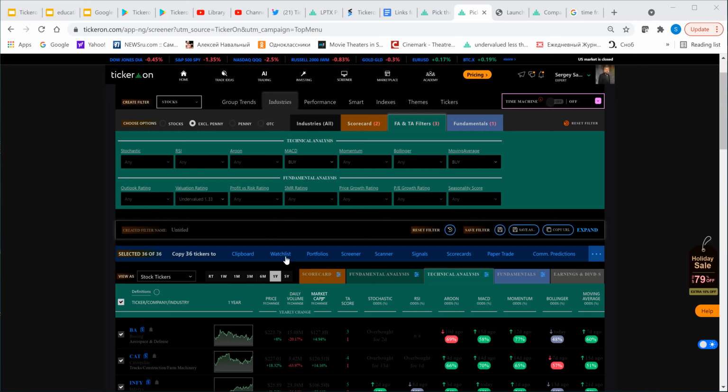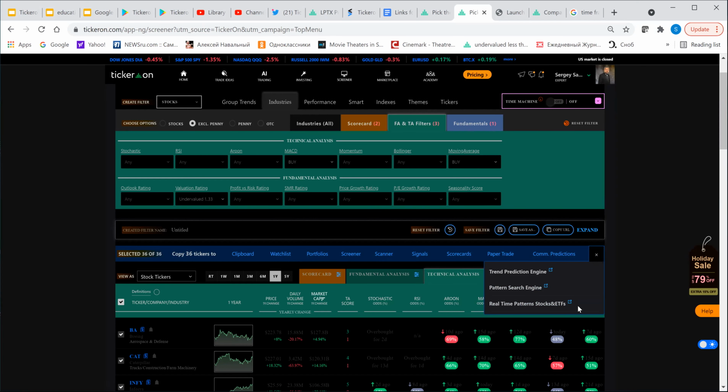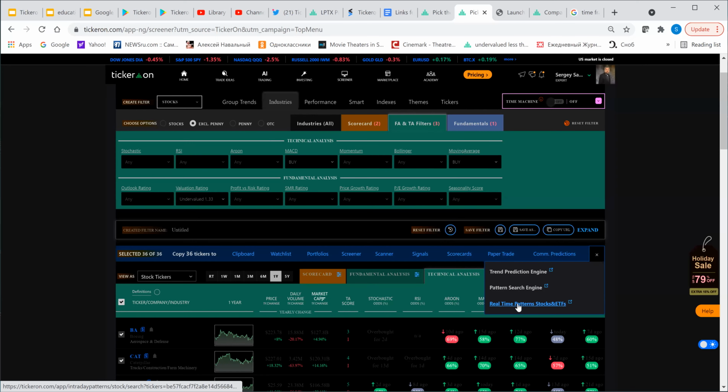And I can build a watch list. I can create a portfolio, and then move it to the scanner. I also can move it to several of these premium products which we have, for instance, the trend prediction engine or the pattern search engine. So I can see whether or not there is something interesting going on, and that is real-time patterns. I'm not going to talk today about these modules, but let's assume I'm going to move it. So I'm going to take real-time patterns because I want to trade them tomorrow and see what's going on.